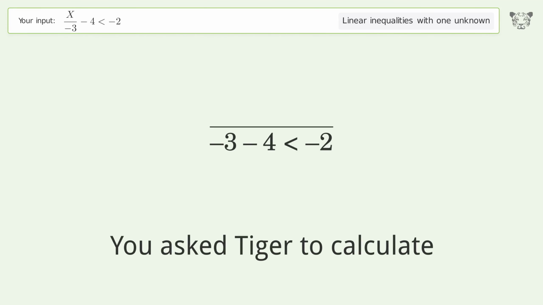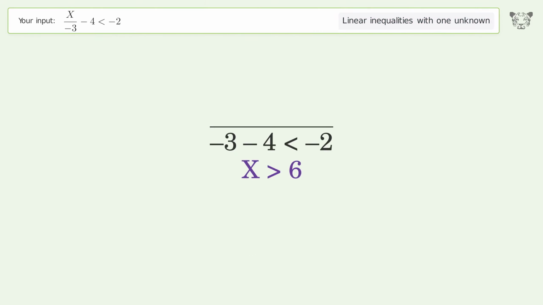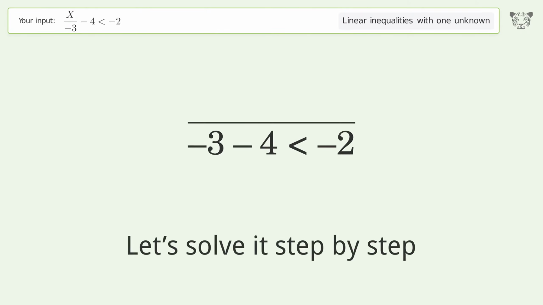You ask Tiger to calculate. This deals with linear inequalities with one unknown. The final result is x greater than -6. Let's solve it step by step.